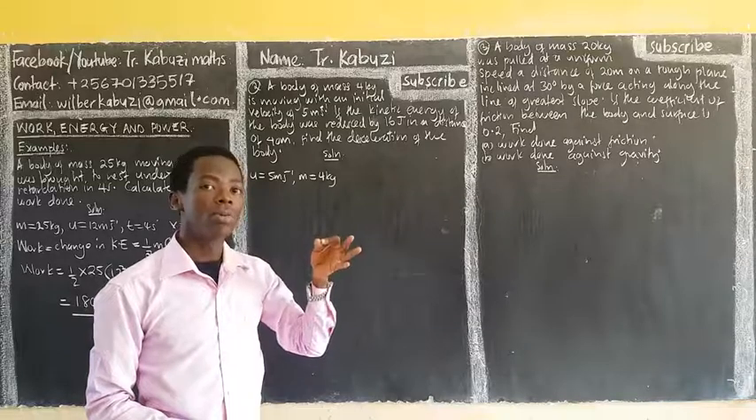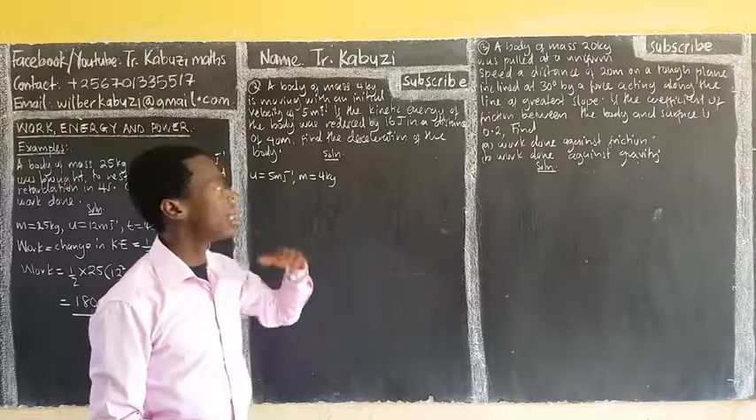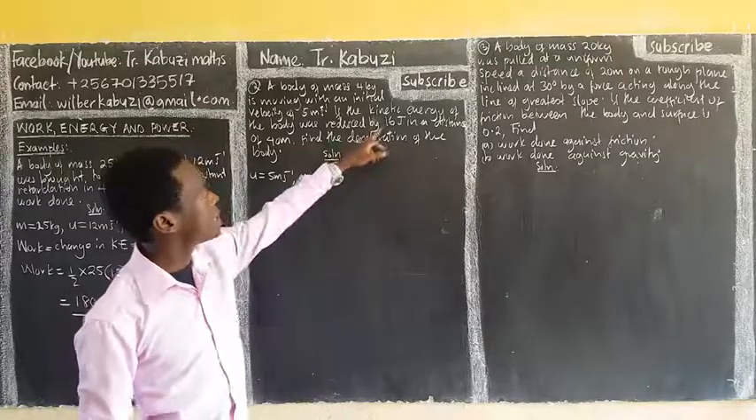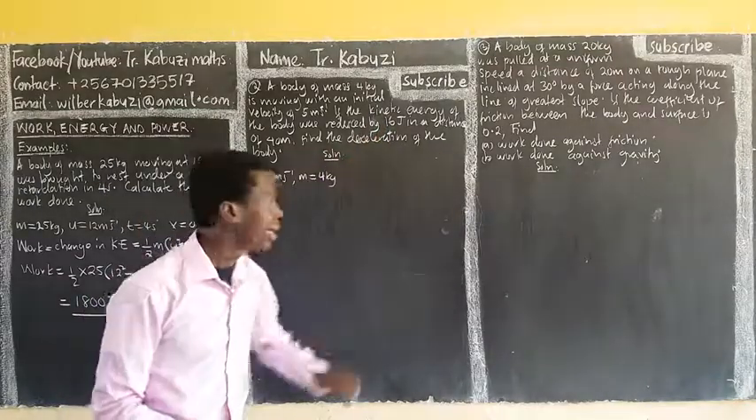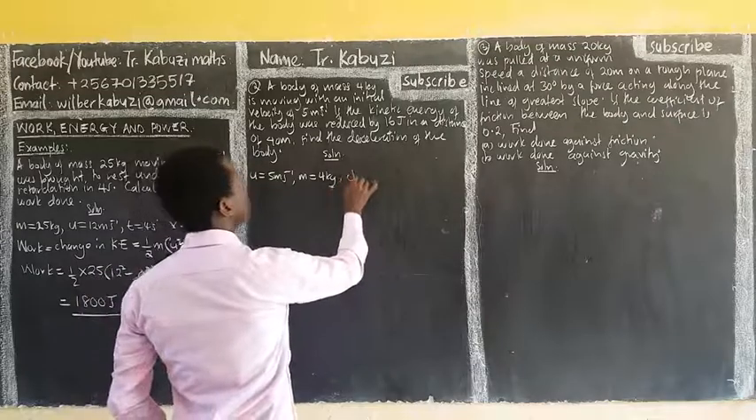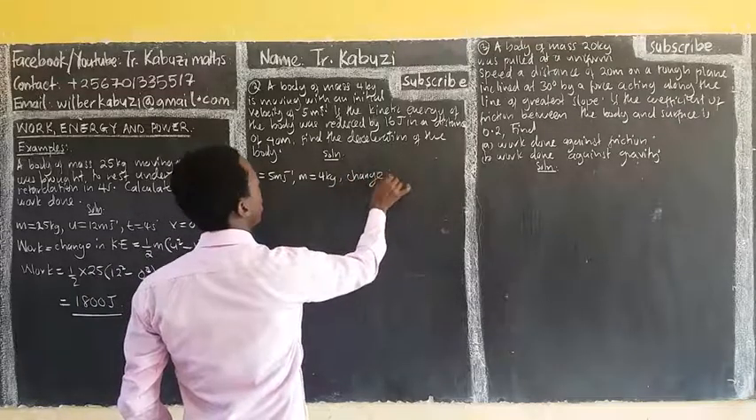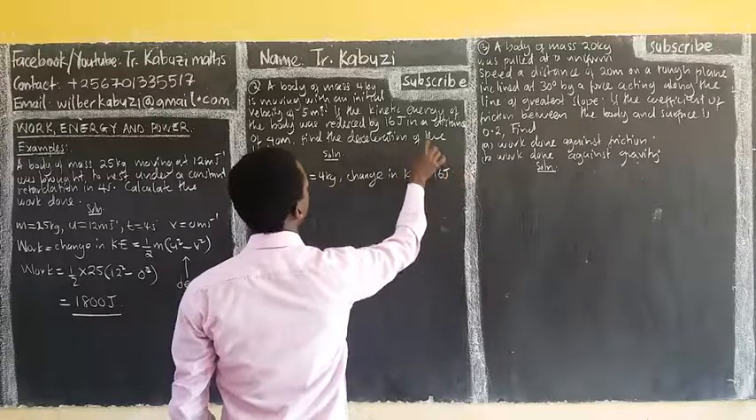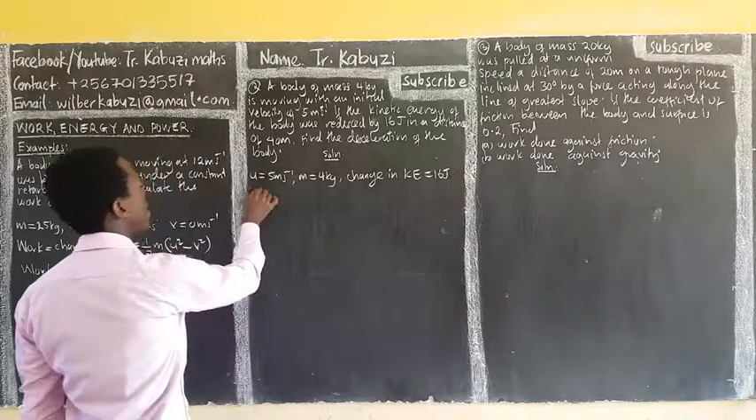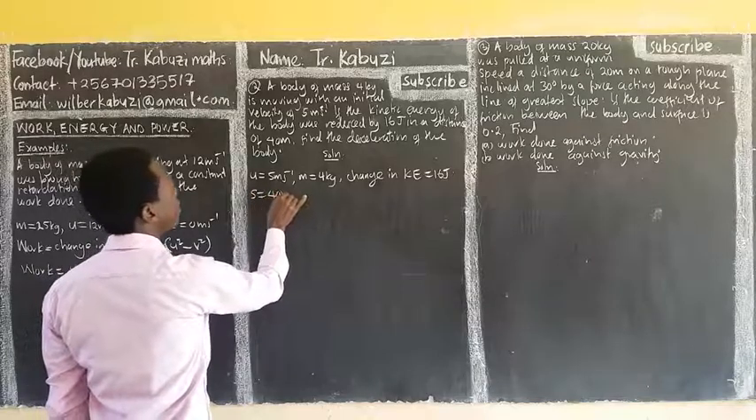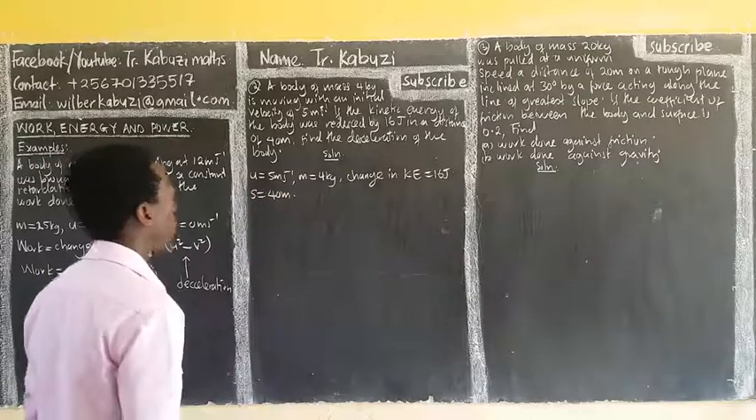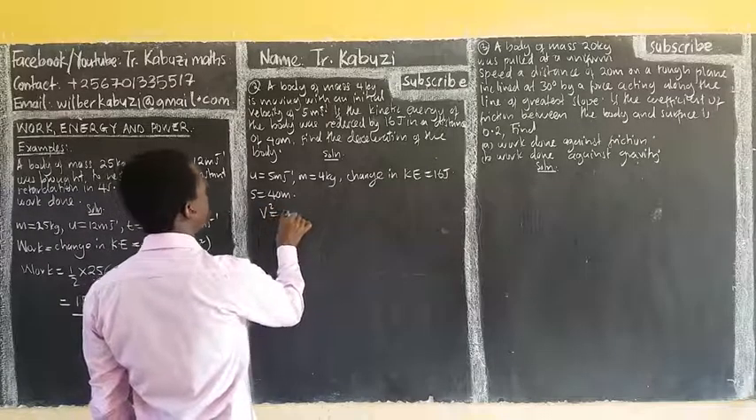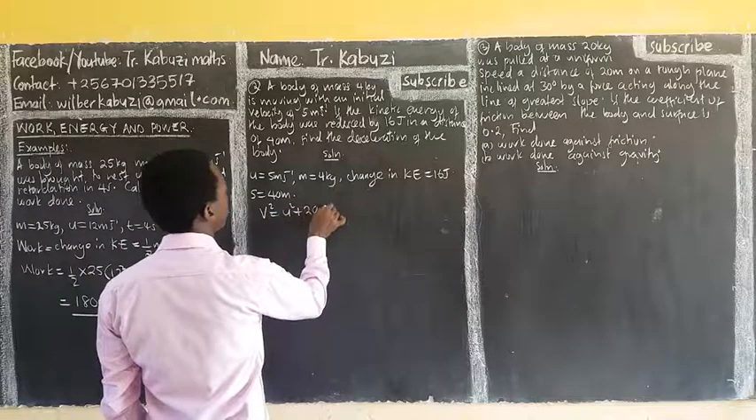Remember the word by and then to. If they say to, that is just the final value. But if they say by, they are giving you that actual change. So this is the change now, because they say by. So our change in KE is going to be equal to 16 joules, in a distance of 40 meters. They are giving us a distance of 40 meters. Find the deceleration. Not find acceleration; we shall use the formula v squared equals u squared plus 2as.